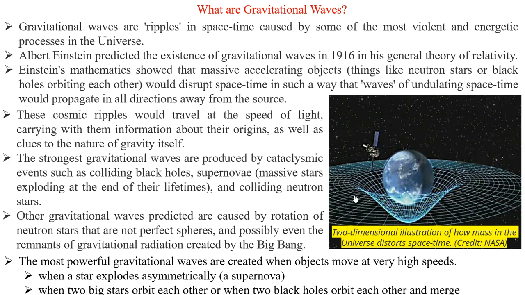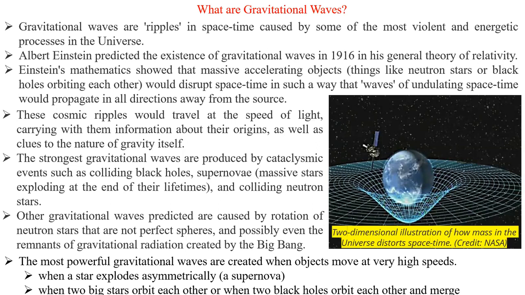These are the ripples. You can expect that. Ripples are the ones you can see here in a circular manner. Albert Einstein, around 1916, gave the general theory of relativity. He was working on the phenomena of space-time.